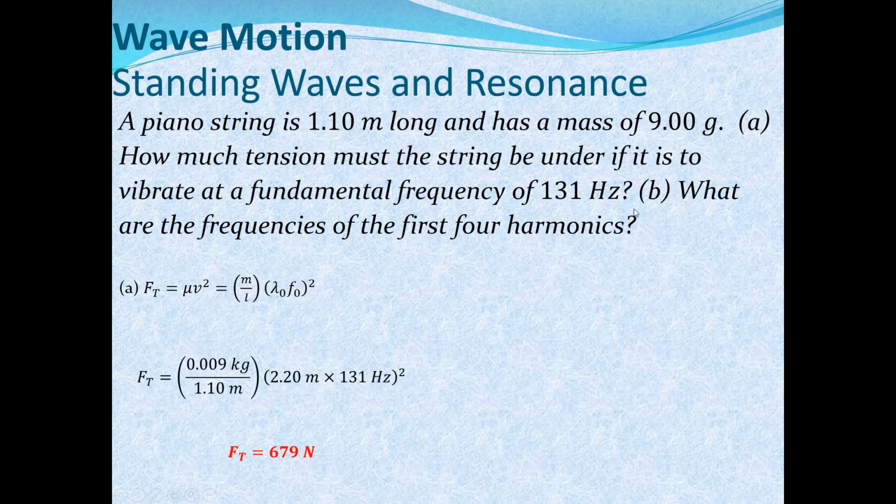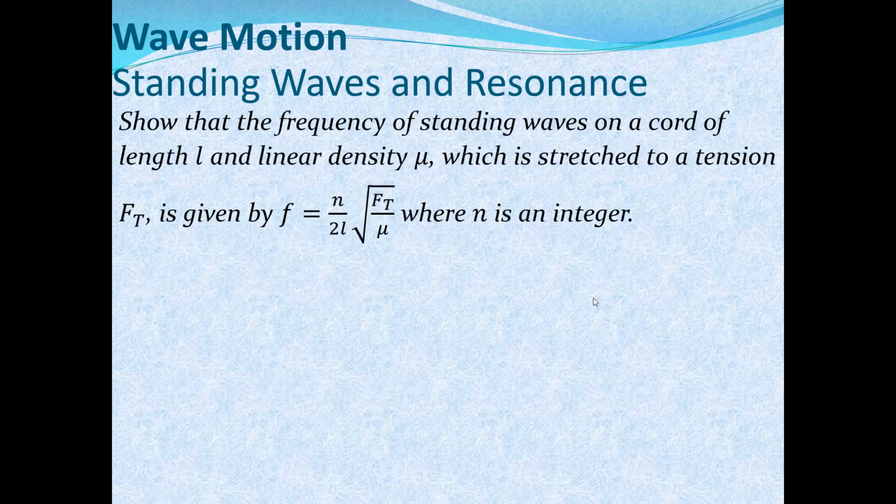Now part B says, what's the frequency of the next 4 harmonics? Well, again, I know that my fundamental, or the first harmonic, is 131, and they're all going to go up by that. So the next ones are 262, 393, and then 524. All right. Next question. You can pause the video, work on this yourself. We'll go over it in a second.